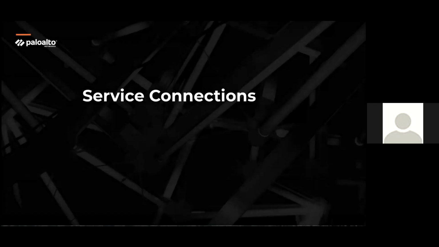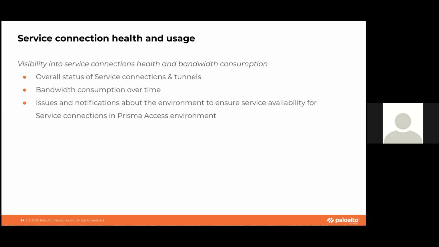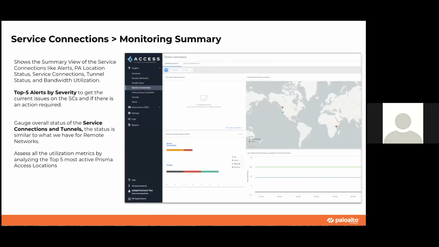Service connection. With Prisma Access 2.2, we have added a dedicated dashboard for service connections, where you can see the overall status of service connections, tunnels, bandwidth consumption over time, and issue notifications about the environment to ensure the service availability in your Prisma Access environment.